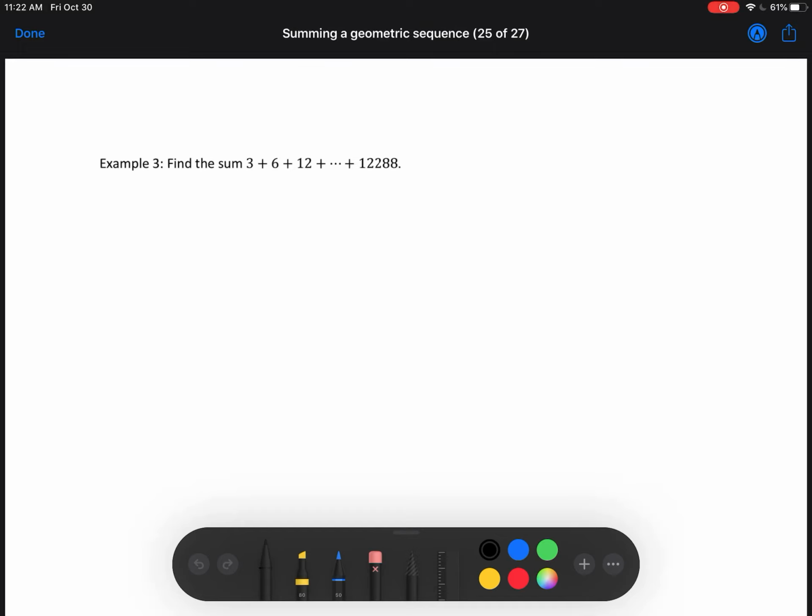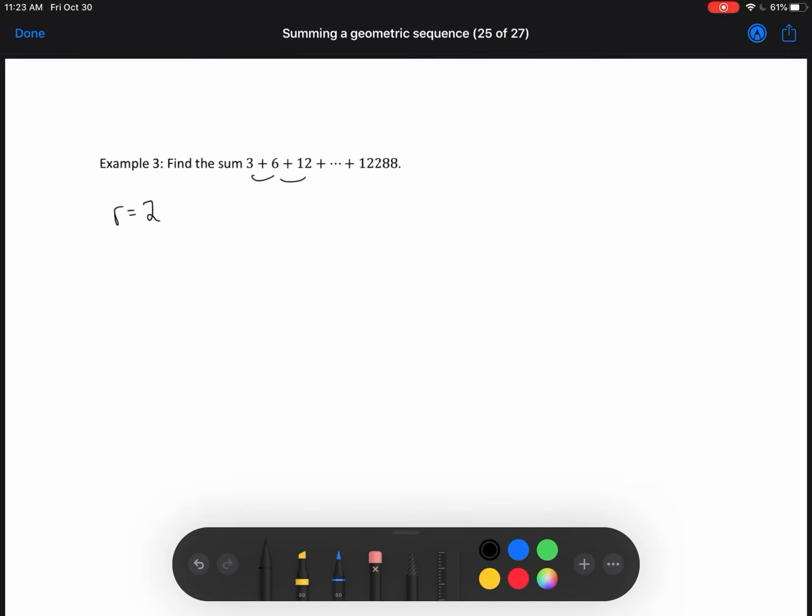Okay, so for this example, we are going to use the multiply, shift, and subtract method to sum a geometric sequence. So here is the sum that we're trying to find: 3 plus 6 plus 12 plus ... plus 12,288. All right, so the first thing that we want to do probably is notice that this is in fact a geometric sequence, and it has a common ratio r equals 2. And remember, we can find that by simply dividing the terms, like 6 divided by 3 is 2, 12 divided by 6 is 2, etc.